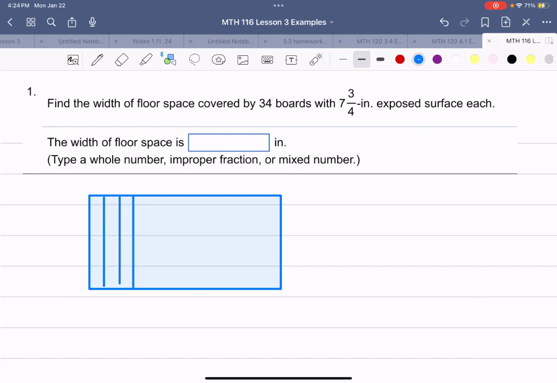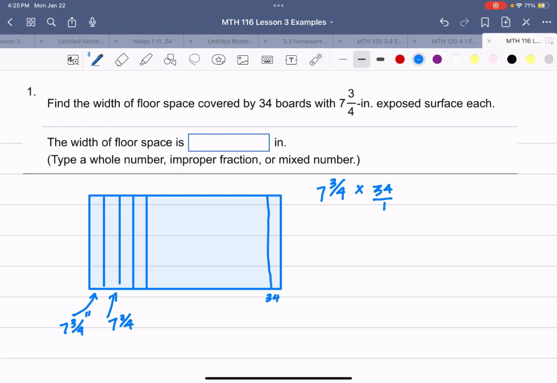So if we think of a floor that's covered with boards, they're telling us that each of these boards is 7 3/4 inches each. So eventually we would end up adding 7 3/4 34 times, but a faster way to get 34 7 3/4 is to multiply. So 7 3/4 times 34 over 1.